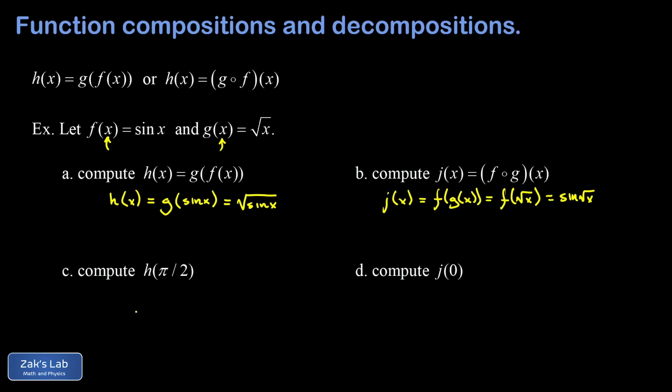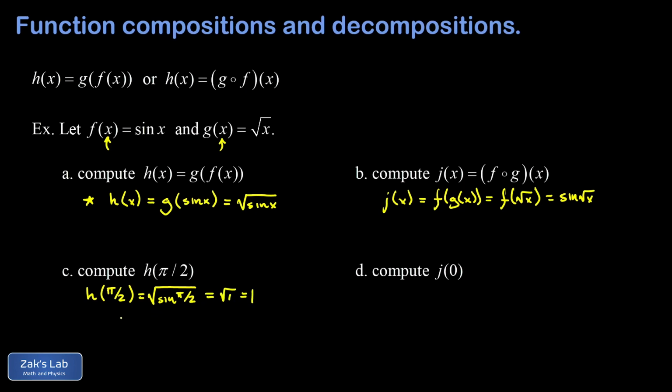Now in part C, we want h of pi over 2. And there's two different ways to do this. We have a general formula for h already because of part A, and we could just evaluate that at pi over 2. So h of pi over 2 is the square root of sine pi over 2. And remember, sine pi over 2 is 1, so I have the square root of 1, and I get 1.